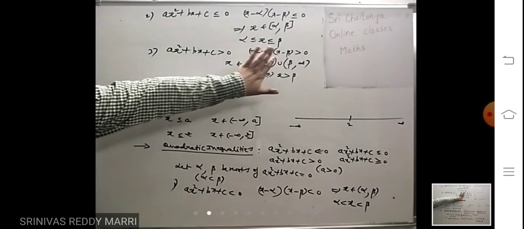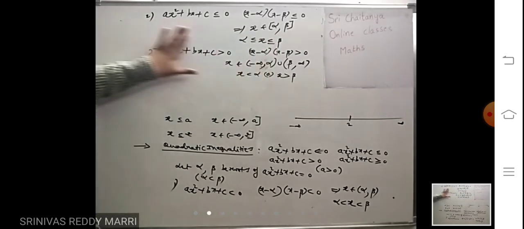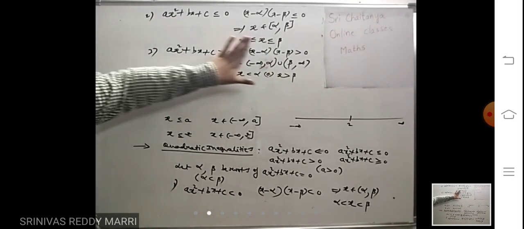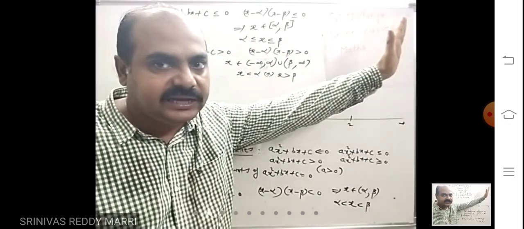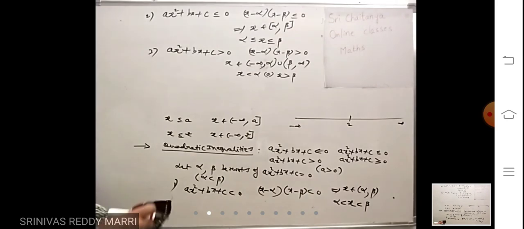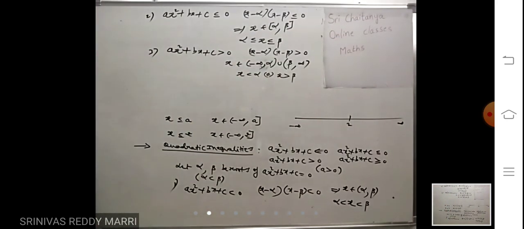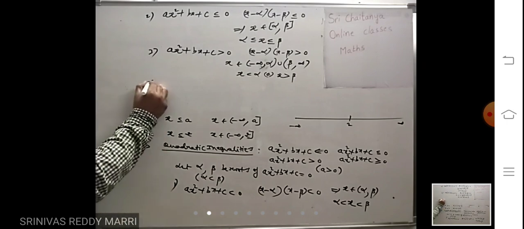Minus infinity to alpha means what? Less than alpha, this side. That means all the values less than alpha. Beta to infinity means all the values greater than beta. So if greater than 0 is there, the solution set is minus infinity comma alpha union beta comma infinity.